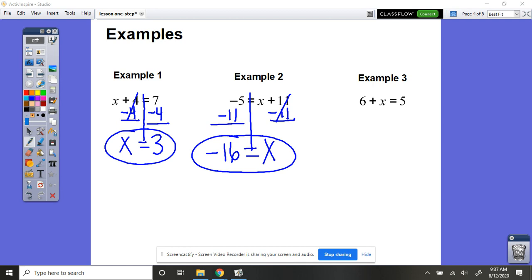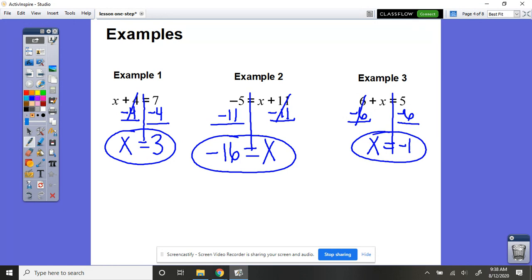Okay, let's check your answer. 6 plus x equals 5. I'm going to draw my balance line. On the side with the x is a positive 6. So if I want to cancel a positive 6, I'm going to use a negative 6. So let's subtract 6 to cancel, which means on the right side I also need to subtract 6. 5 minus 6 is negative 1. Bring down my x equals negative 1.